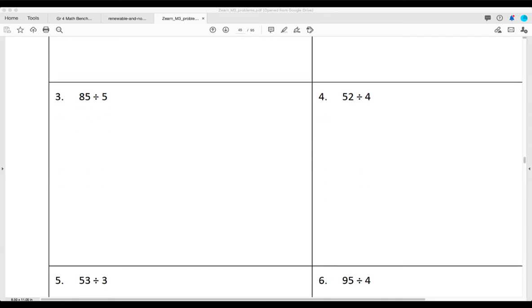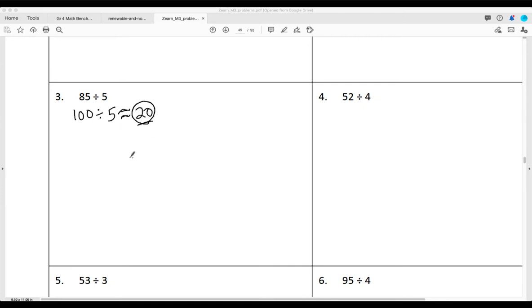All right, let's do number 3. This one we're going to do a little differently, and I'll show you why in just a second. Friendly number here, 85. I'm going to use 100. The reason I'm going to use 100, and I know it's a little bit further away than what we like to do, but it's just easy to divide 100 by 5. 100 divided by 5 is 20. So that's a reasonable estimation. Very reasonable, 20. So my answer should be somewhere around 20.